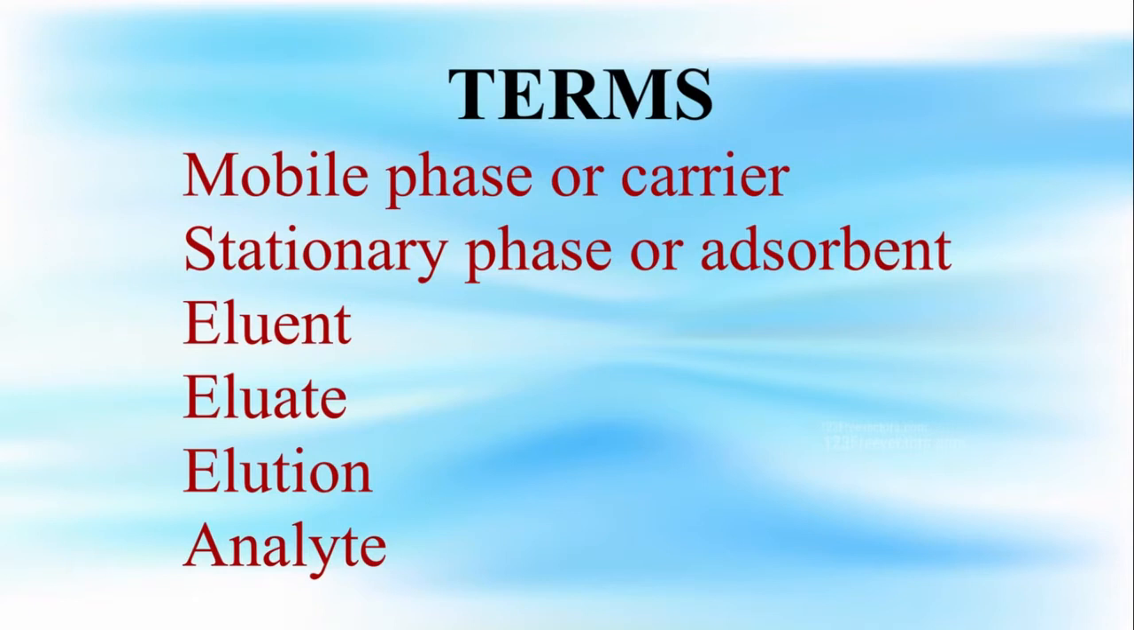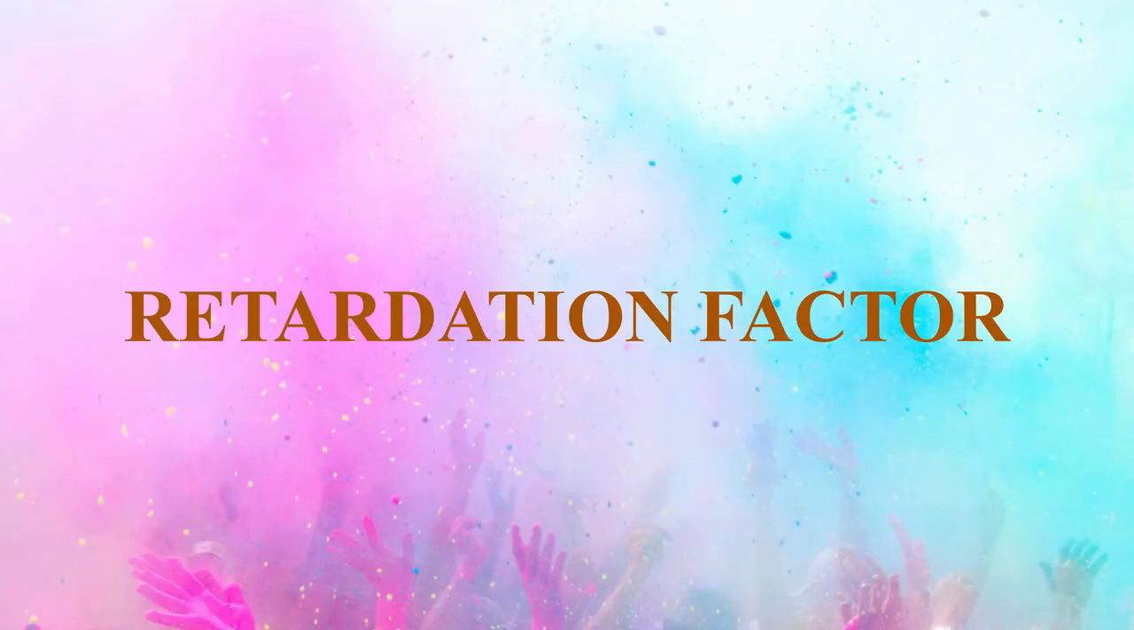Now before moving further, let us learn about some terms which are used in chromatography. Mobile phase or carrier: solvent moving through the column. Stationary phase or adsorbent: substance that stays fixed inside the column. Eluent: fluid entering the column. Eluate: fluid exiting the column. Elution: the process of washing out a compound through a column using a suitable solvent. Analyte: mixture whose individual components have to be separated and analyzed.